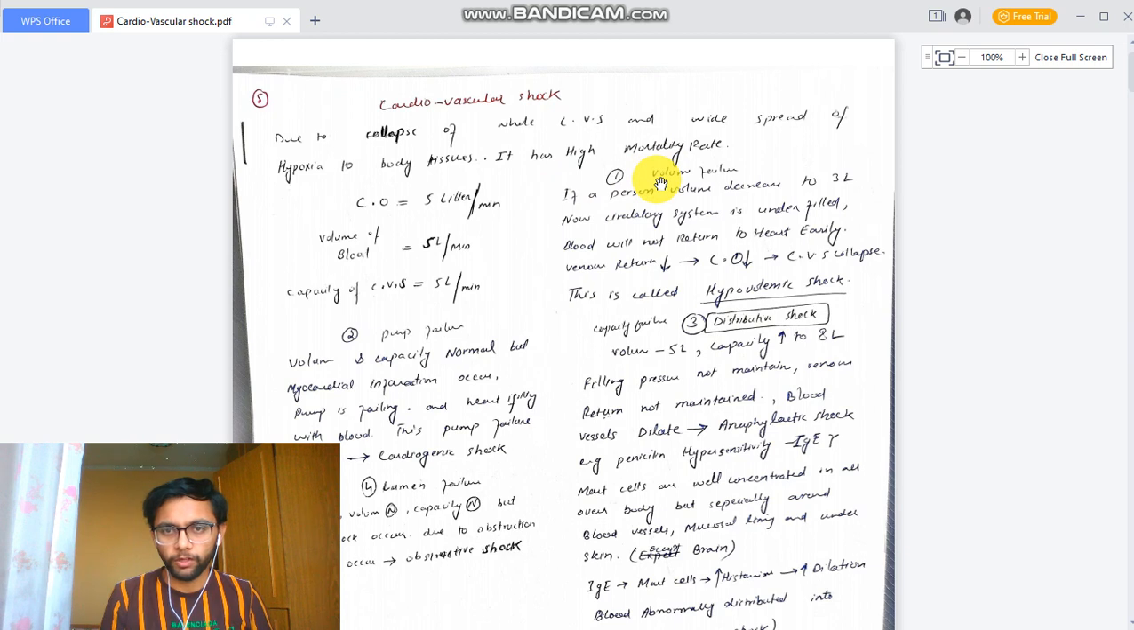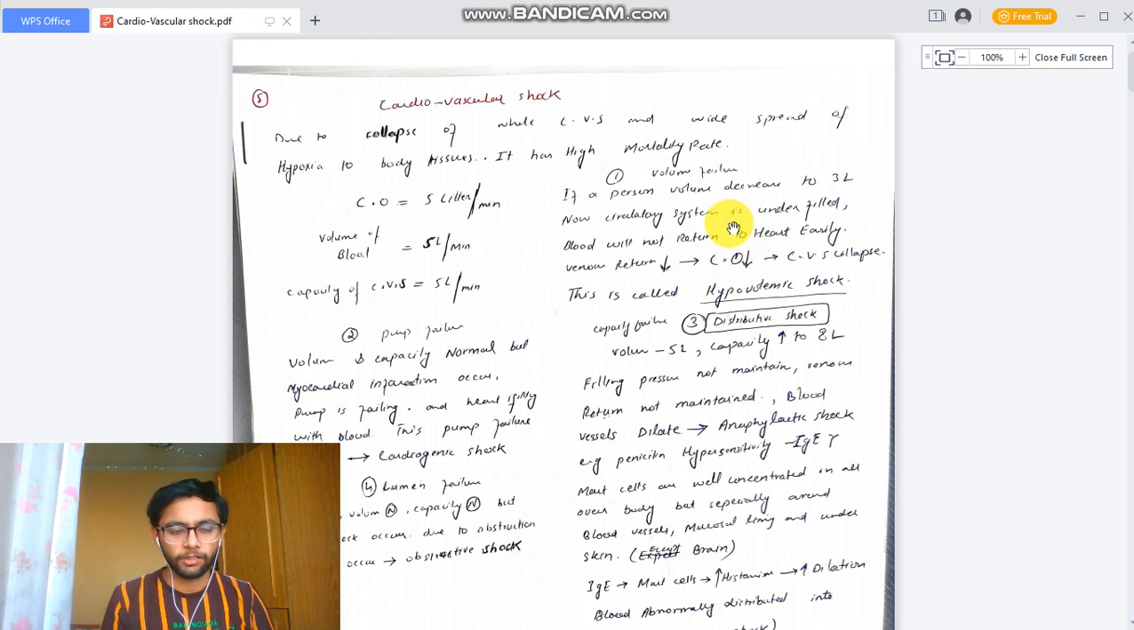First is volume failure. If a person's volume decreases to 3 liters, the circulatory system is underfilled. Blood will not return to the heart easily. Decreased venous return leads to decreased cardiac output, which also leads to cardiovascular system collapse. This is called hypovolemic shock.